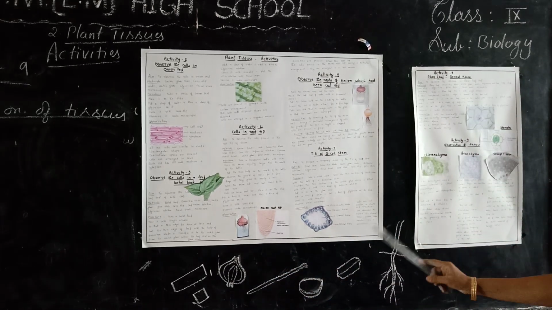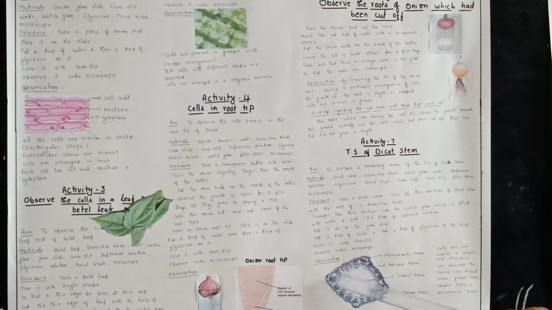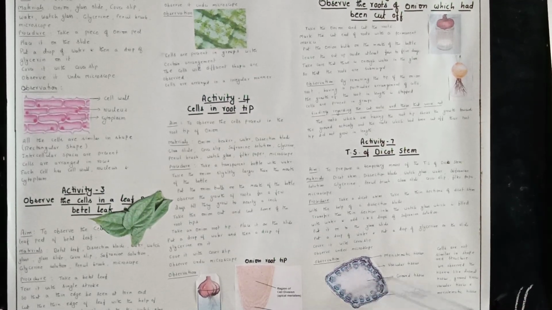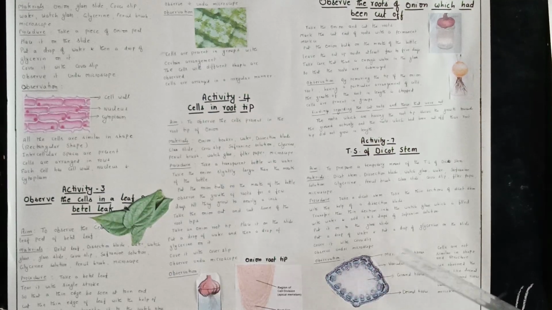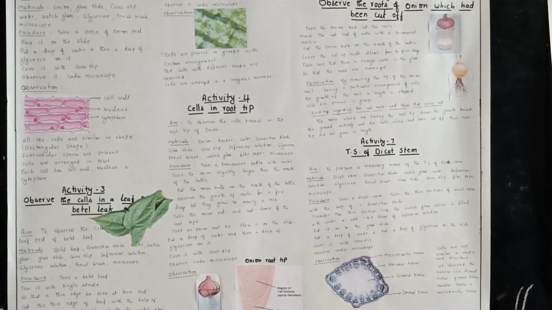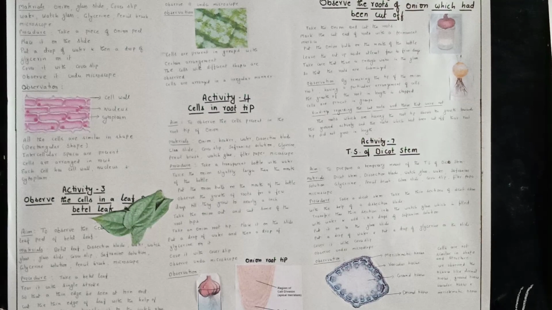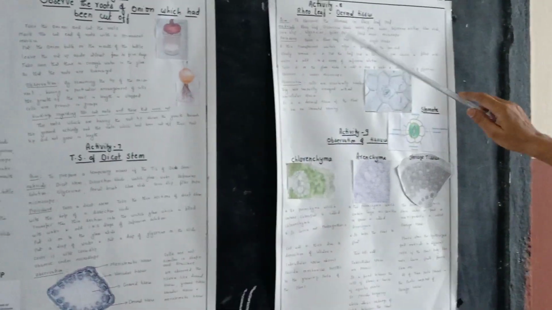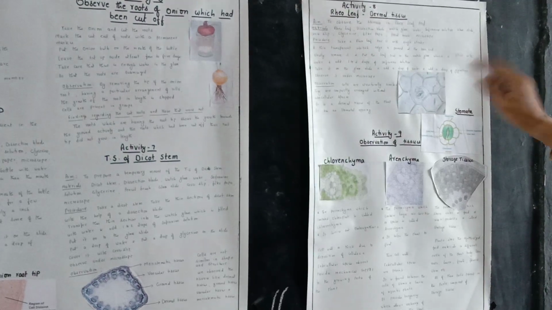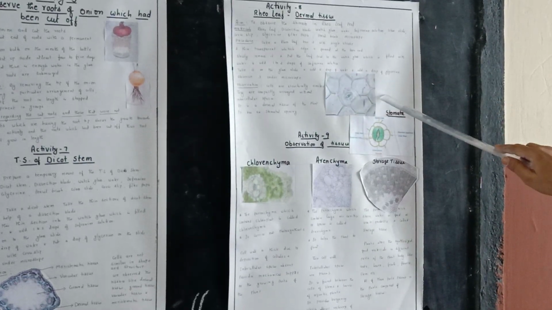What do we observe? Cells are not similar in shape and structure. We observe dermal tissue, ground tissue, vascular tissue and meristematic tissues. Now let us see another activity, Rhoeo leaf. Dermal tissue in Rhoeo leaf. The aim of this experiment is to observe the stomata in Rhoeo leaf.